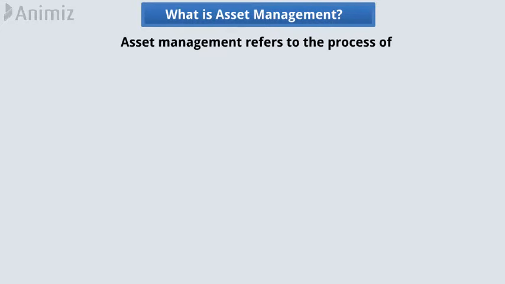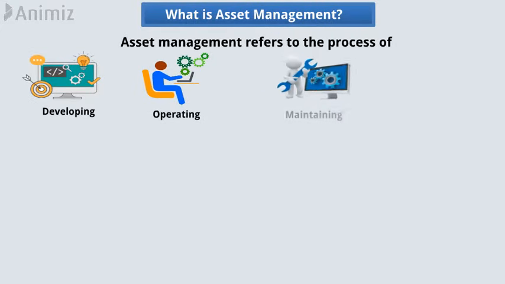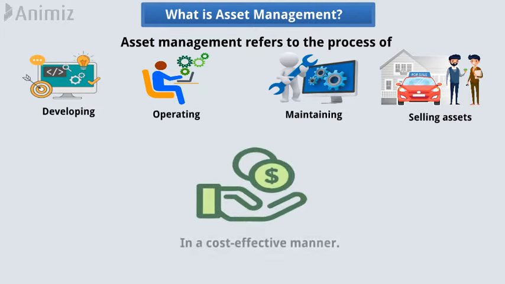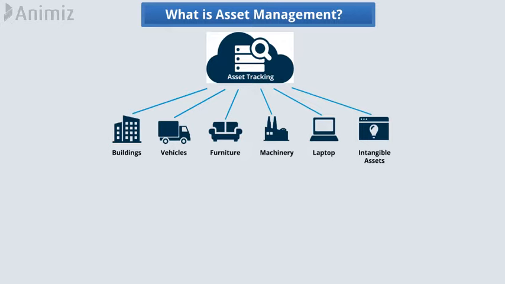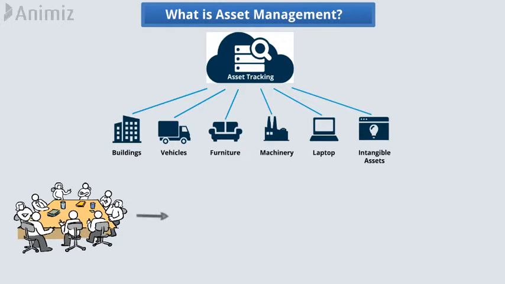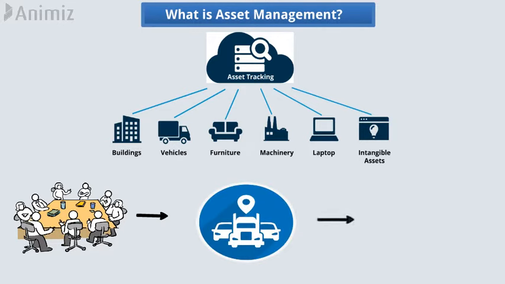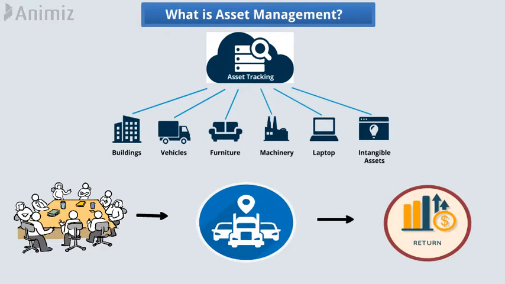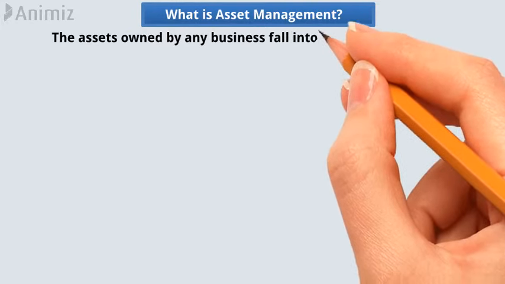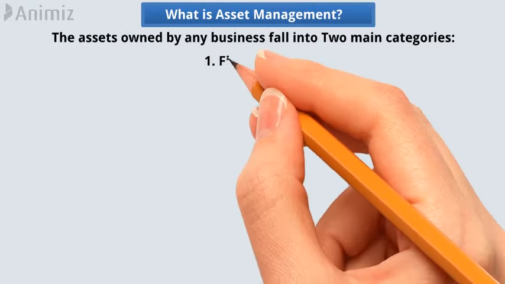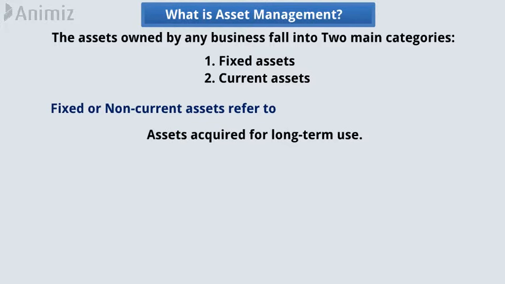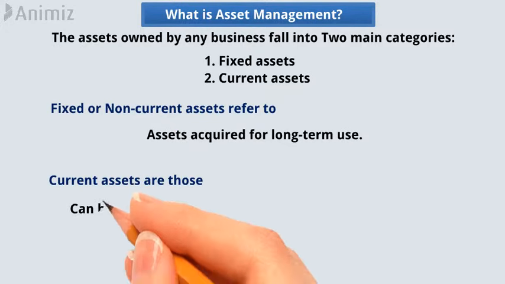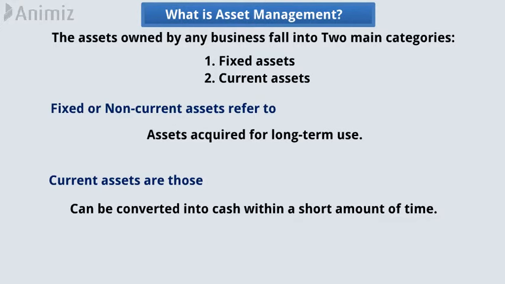Asset management refers to the process of developing, operating, maintaining, and selling assets in a cost-effective manner. Every company needs to keep track of its assets. That way, its stakeholders will know which assets are available to be employed to provide optimal returns. The assets owned by any business fall into two main categories: fixed assets and current assets. Fixed or non-current assets refer to assets acquired for long-term use, while current assets are those that can be converted into cash within a short amount of time.